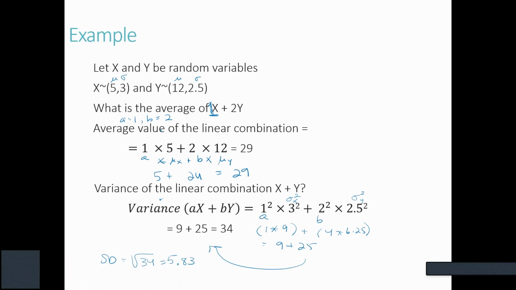That is your standard deviation. Notice that the problem is not usually getting the standard deviation, the problem is getting the variance. And there you go.